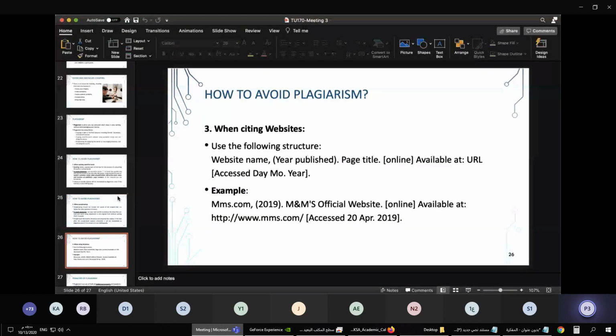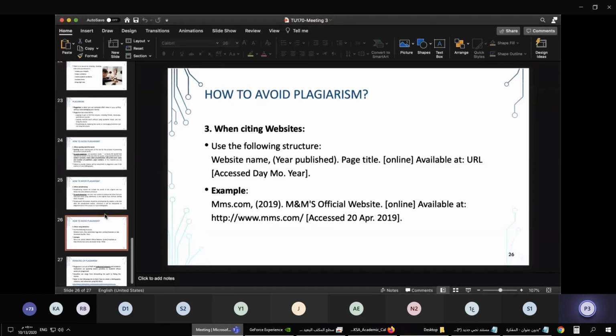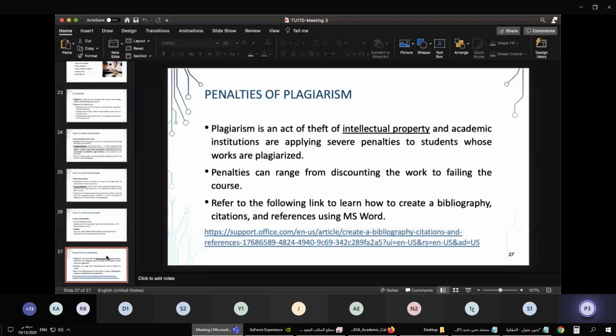To avoid plagiarism when citing a website, here is an example of citing a website. You start with the website name, who published it, year published, page title, and online available at the URL for the source. For example, you can see the example. This is how to do a citation for a source in your work, whether in an essay or assignment, when your source is a website. But books or other types of resources would need a different citation. But here, we are only talking about the website citation.